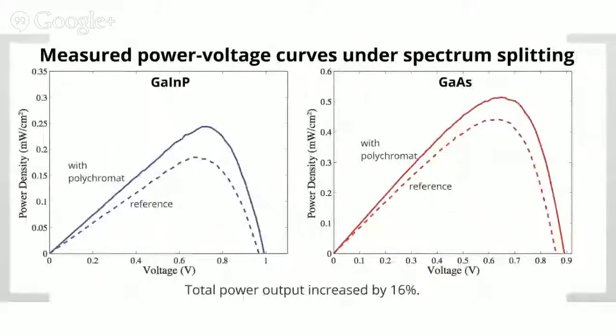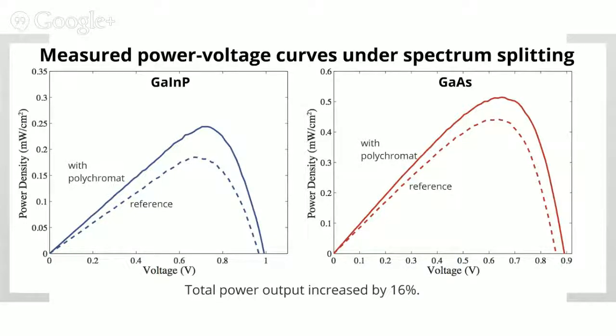You can see the increase in measured power for gallium arsenide again. This is pretty nice. The total power increased by 16%, measured. Remember, our simulation was 28%. And the difference, actually, we spent a lot of time trying to figure out why it is so different.